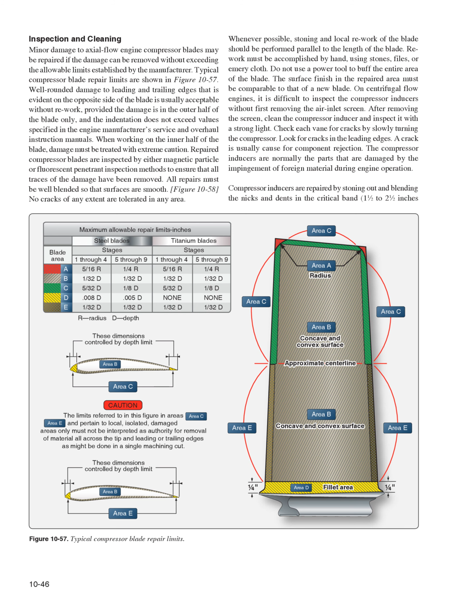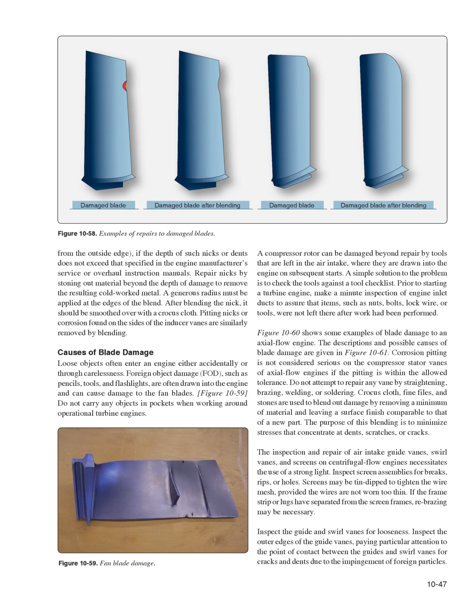Compressor inducers are repaired by stoning out and blending the nicks and dents in the critical band, 1 1/2 to 2 1/2 inches from the outside edge, if the depth of such nicks or dents does not exceed that specified in the engine manufacturer's service or overhaul instruction manuals. Repair nicks by stoning out material beyond the depth of damage to remove the resulting cold-worked metal. A generous radius must be applied at the edges of the blend. After blending the nick, it should be smoothed over with a crocus cloth. Pitting, nicks, or corrosion found on the sides of the inducer vanes are similarly removed by blending.